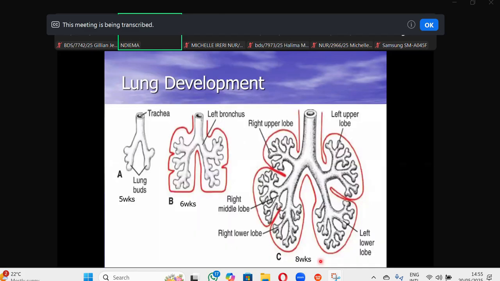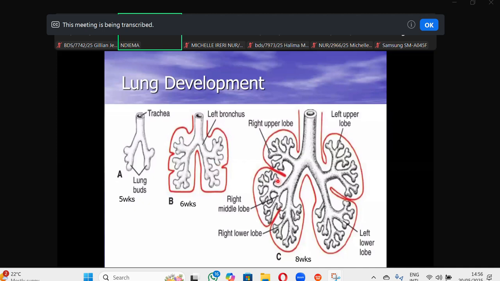So this is just an illustration. By the 5th week, we have the 3 lung buds on the right and 2 lung buds on the left. By the 6th week, there is formation of bronchopulmonary segments, both on the right and the left, eventually forming 10 on each side. And by the 8th week, you can note that the bronchopulmonary segments will have connective tissue.